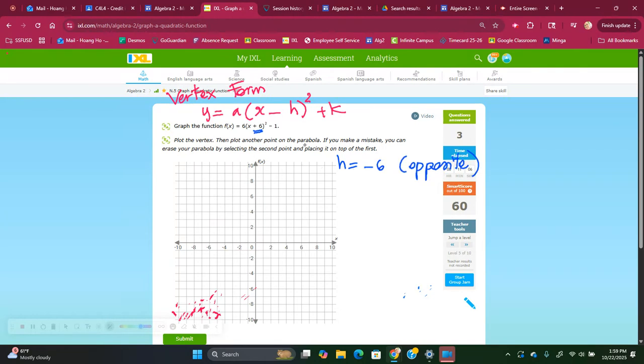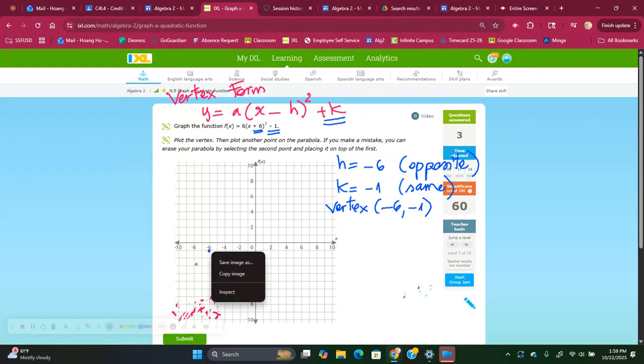Okay, and then the k is outside. Negative 1 is outside, so k is negative 1. Make sure you take the same. Here we go, so I got the vertex: negative 6, negative 1. Negative 6, negative 1 right here. So that is my vertex.